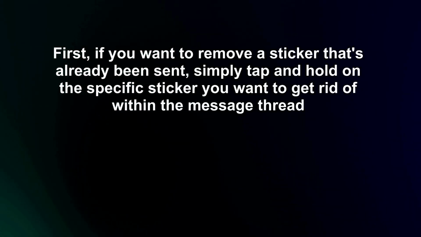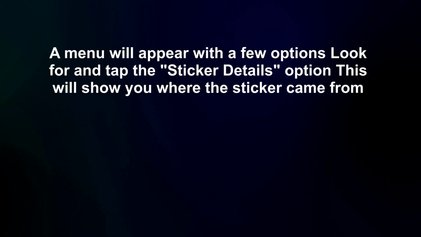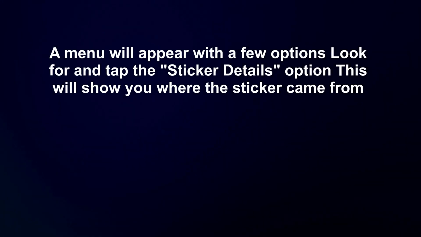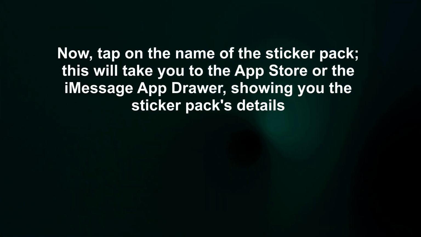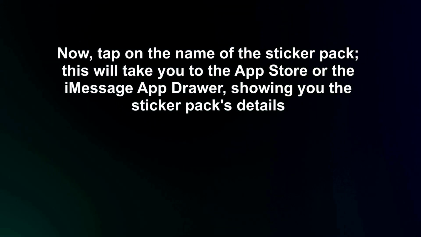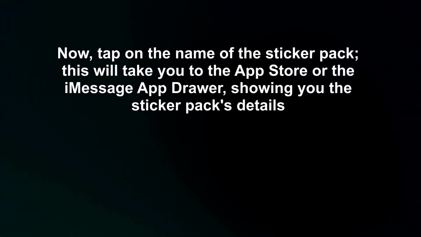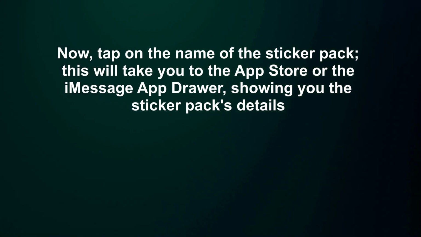the specific sticker you want to get rid of within the message thread. A menu will appear with a few options. Look for and tap the sticker details option. This will show you where the sticker came from. Now, tap on the name of the sticker pack. This will take you to the App Store or the iMessage app drawer, showing you the sticker pack's details.